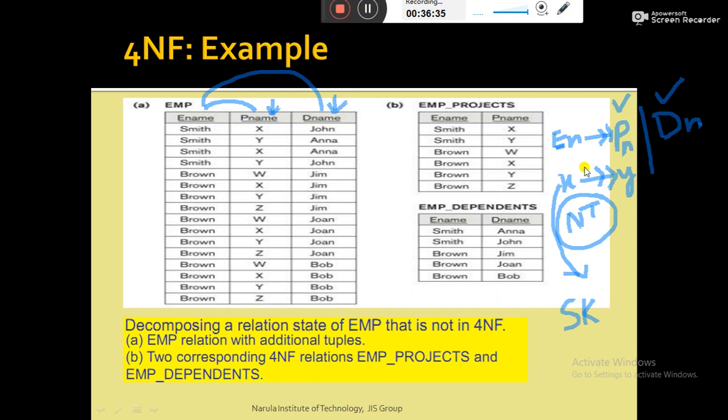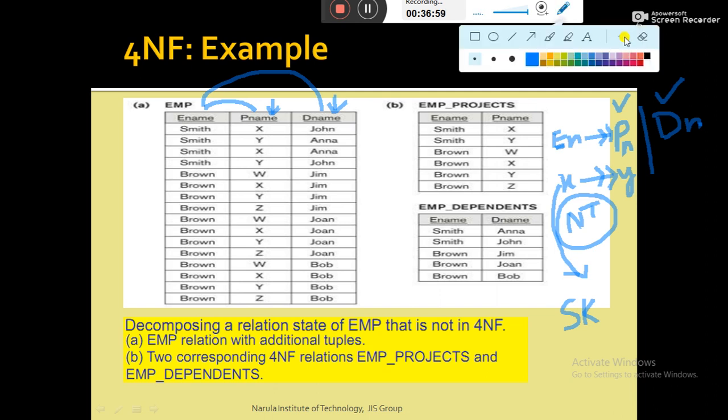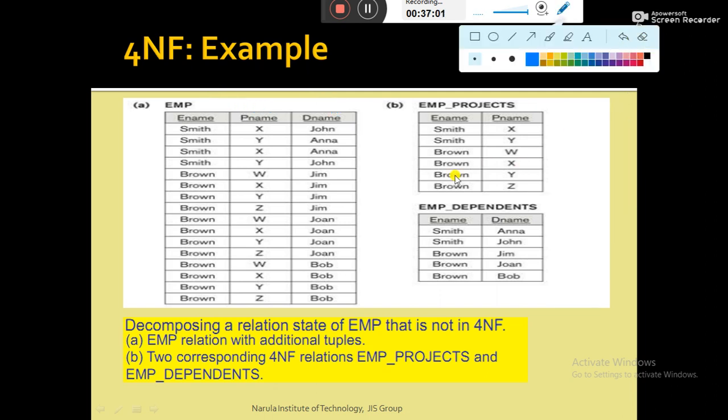So how to decompose? We have to decompose based on this multivalued attribute. One relation will be employee name along with the pname attribute, and another relation will be employee name along with the dname attribute. So these two become the sub relations. Now, after decomposition, whether these two relations are in 4NF or not.